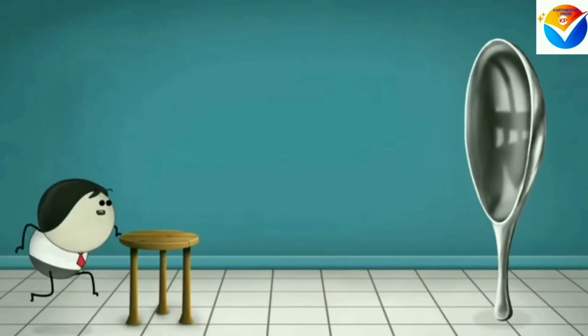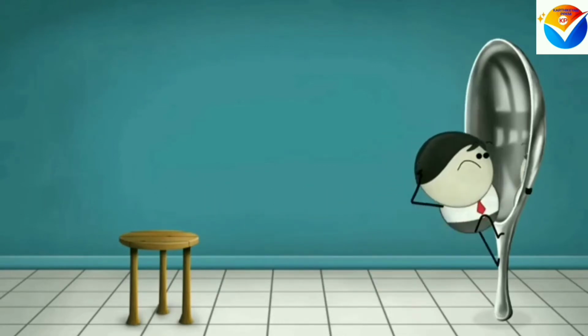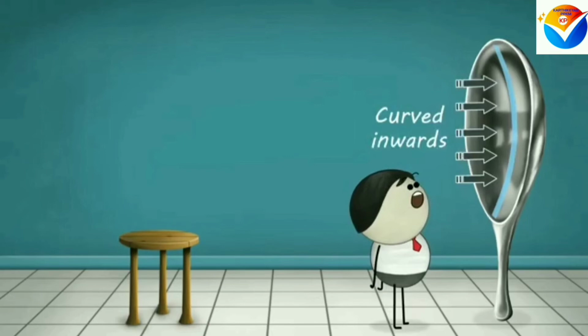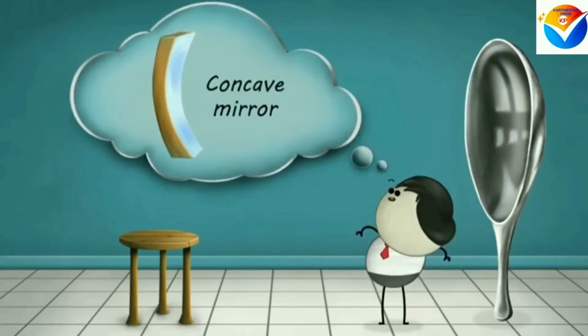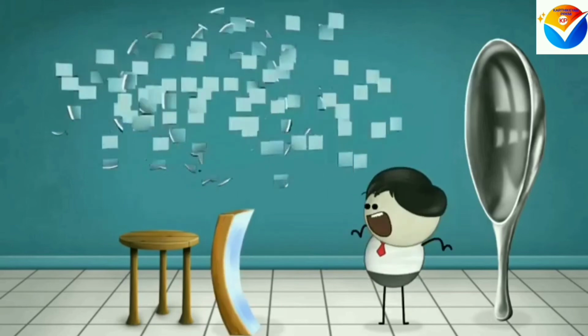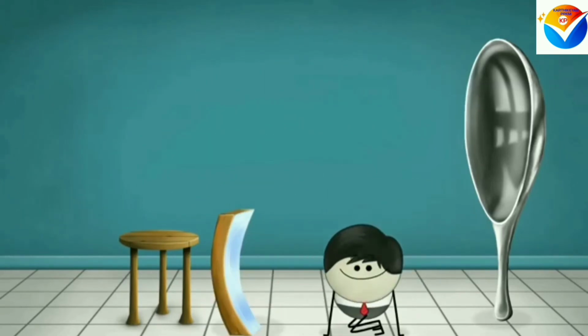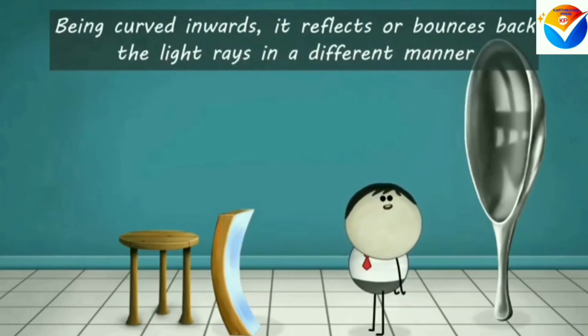Don't worry, your image appeared upside down because of the inward curve of the spoon. The surface of the spoon, which is curved inwards, acts like a concave mirror. You look confused. Let me explain. A concave mirror is a mirror whose reflecting surface is curved inwards. Being curved inwards, it reflects or bounces back the light rays in a different manner.